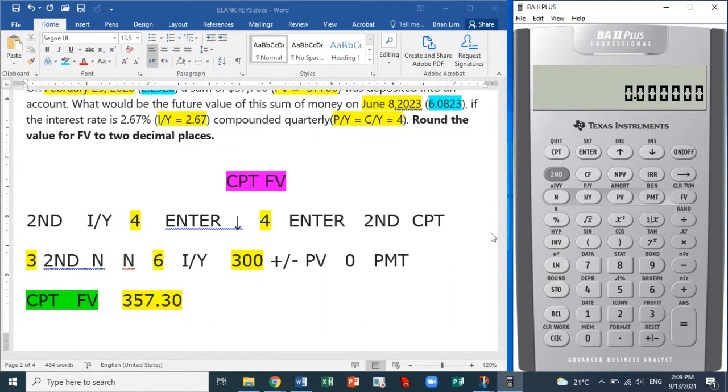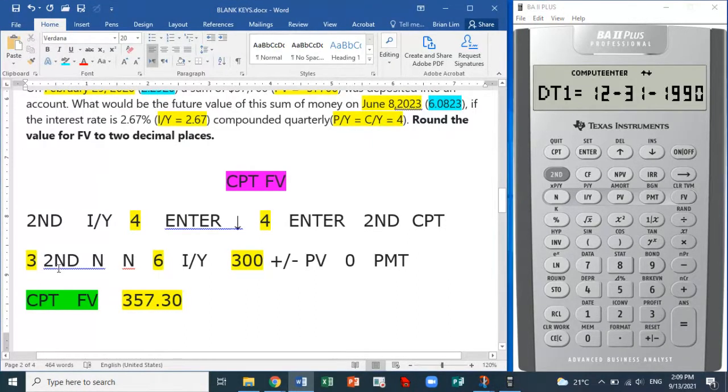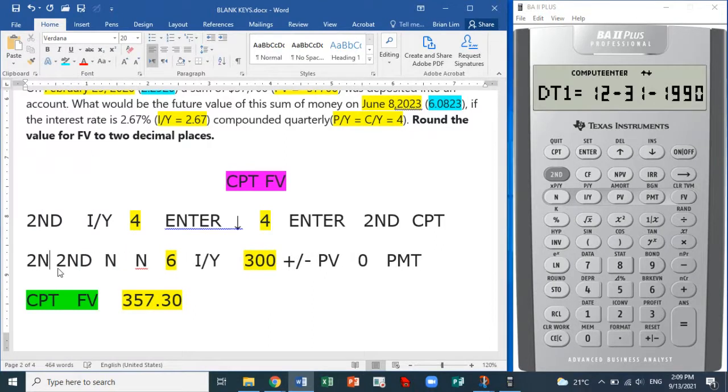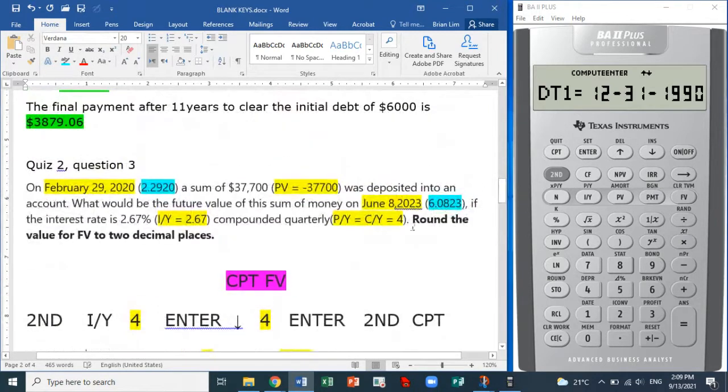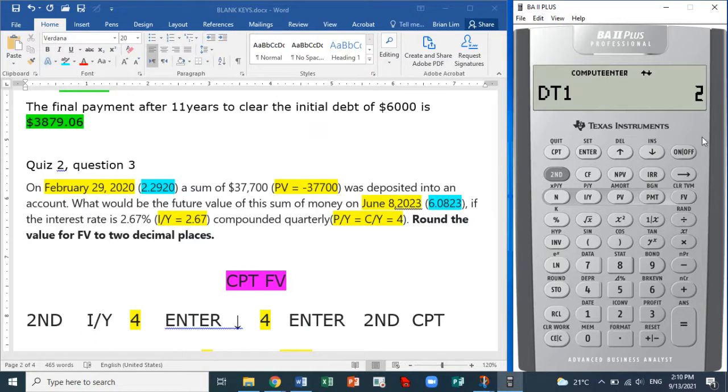Now we have to enter the dates. How do we do that? Well, we have to go second, and then we're looking for date, and that is number 1. Okay, so in here, we have to wipe this out for now, and we go second, and then we go 1. Okay, that is our first date. Now, the first date must be the earlier one, as in this case, February 29, 2020. So how do you put it in? Well, we have to put the month. The month we don't have to put 02. We can if we wish. It wouldn't matter.